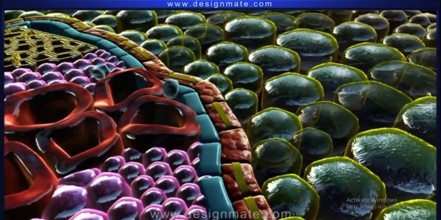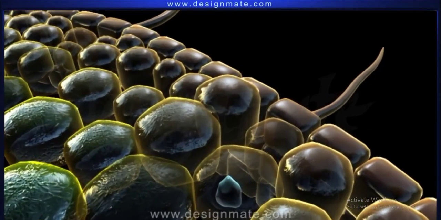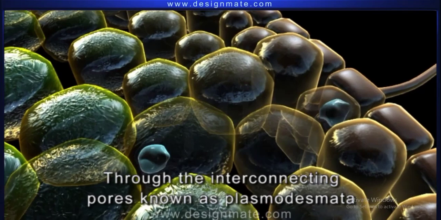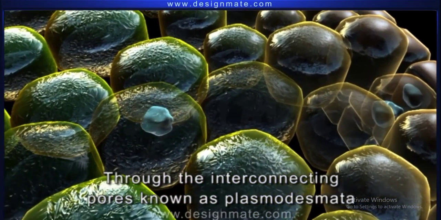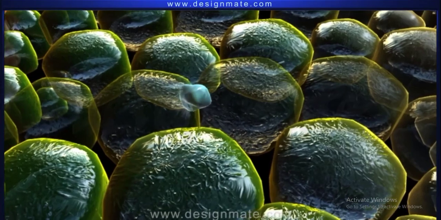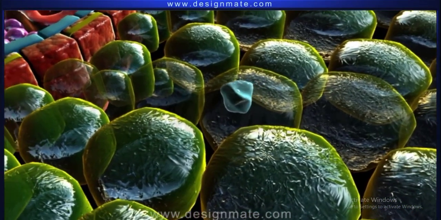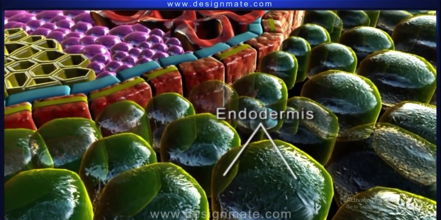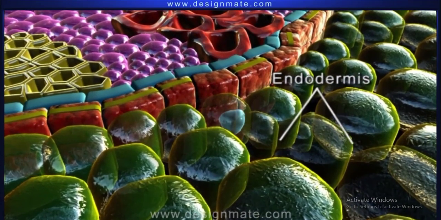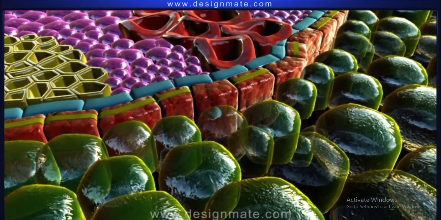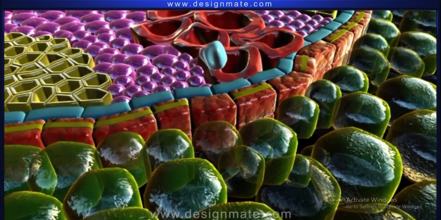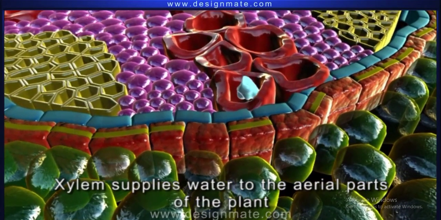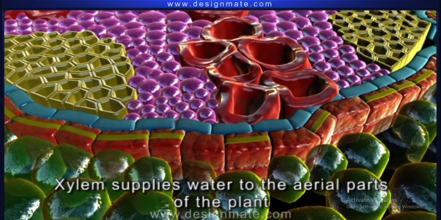Water that enters the cytoplasm of the cortical cells moves into the cytoplasm of the next cortical cells through the interconnecting pores known as plasmodesmata. Thus, some amount of water travels through the cytoplasm of the cortical cells and finally reaches the endodermis, which is the inner boundary of the cortex. From the endodermis, water ultimately enters the pericycle, where the xylem vessel is located, that acts as a continuous channel and supplies the water to all the aerial parts of the plant.